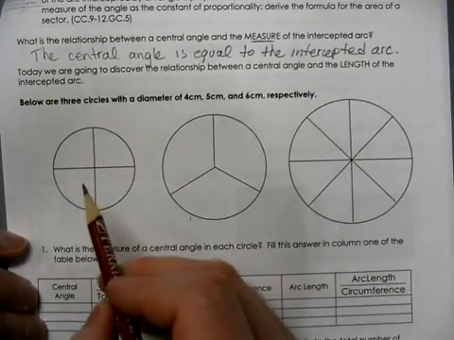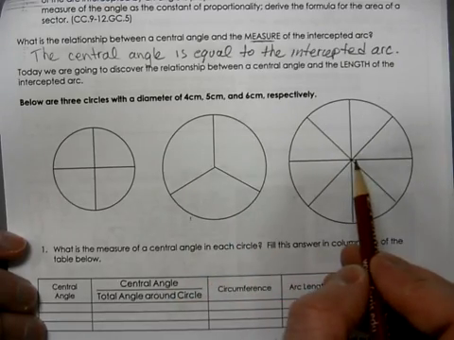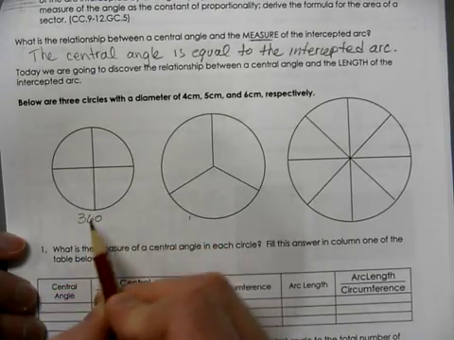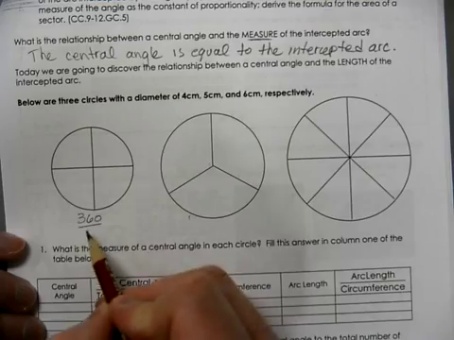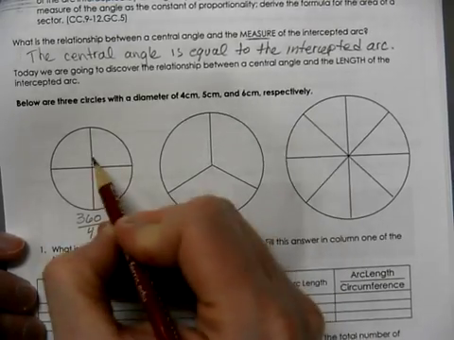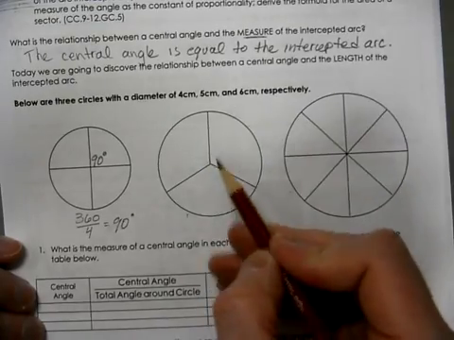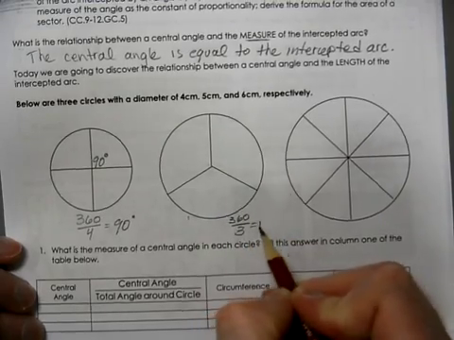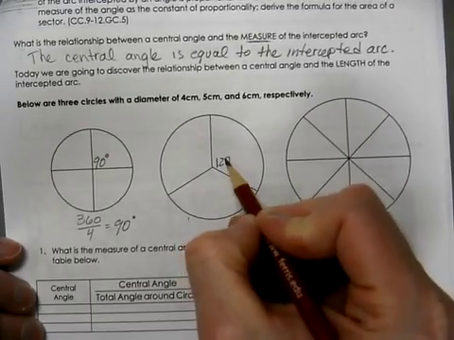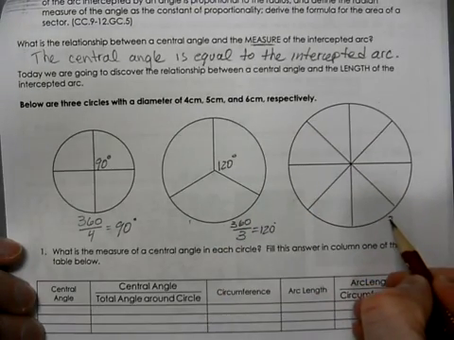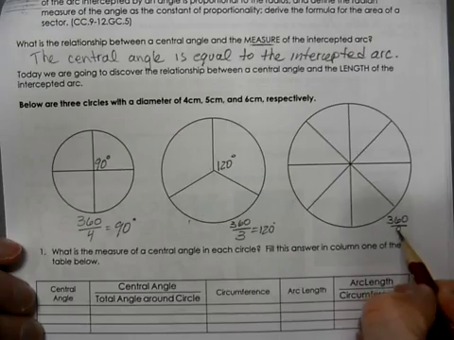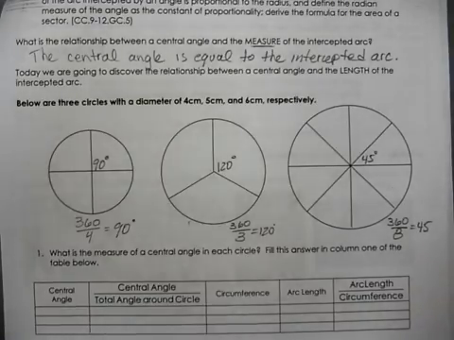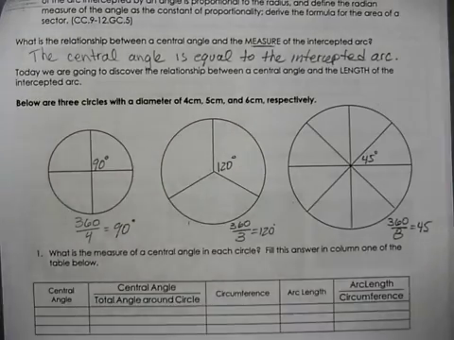So the first thing we're going to do for this is look at the measure of each of our central angles. If we take 360, because that's the distance around an entire circle, and divide that into 4 equal measurements, then this central angle is 90 degrees. Take this 360 and divide it into 3 equal pieces, and each of those would have to be 120 degrees. Take 360, divide that into 8 equal pieces, and each of those would be 45 degrees. So that's each of our central angles.